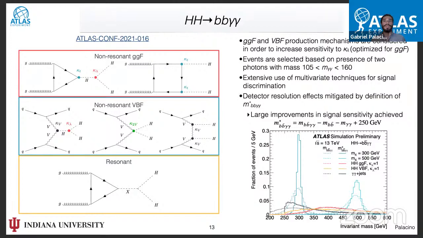But one of the key improvements in this analysis is that they try to mitigate the detector resolution effects by redefining the invariant mass of the BB gamma gamma system. And the way they do that is that they subtract from the invariant mass of the BB gamma gamma system the mass of the BB and gamma gamma systems individually, and then add 250 GeV to it, which is roughly twice the mass of the Higgs boson. And what you can see is that in particular for the resonant masses, the resolution is improved significantly. So this is something that worked very well for this analysis.